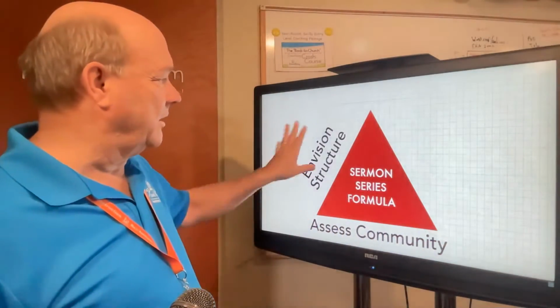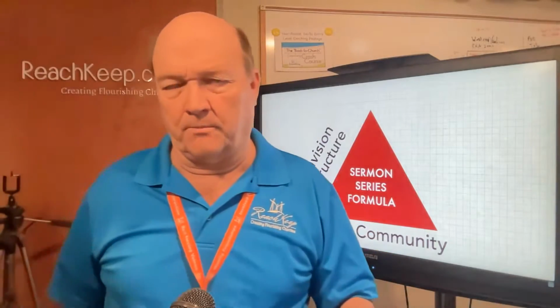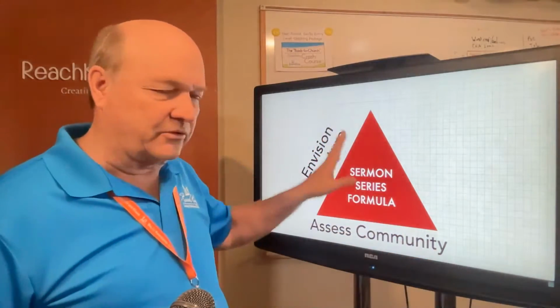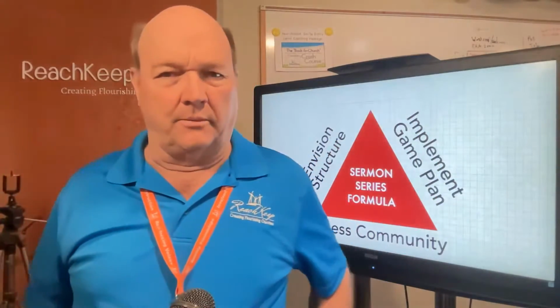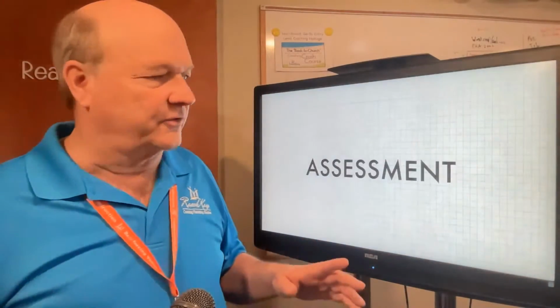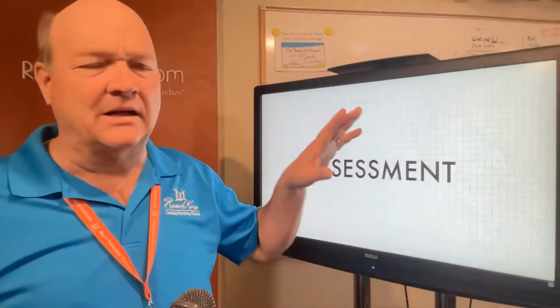The second one here is this envisioning of the structure. This is where we get to dream, and really think about how we can reach these people. The last one is implementing the game plan, and how we make that happen. I'm going to change these words around a little bit for you. In the future, we're going to look at this triangle a little differently. But let me move forward and give you this first one, the idea of assessing.